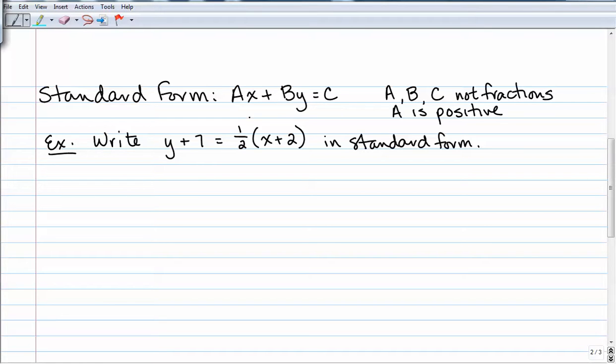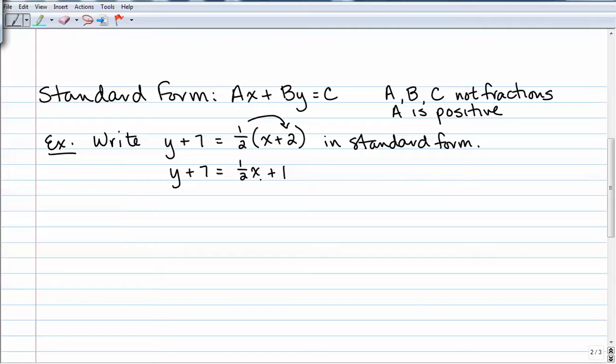First thing I'm going to do is distribute that 1/2. So that gives me y plus 7 equals 1/2 x. And then when I distribute 1/2 times 2, think of pizzas. You have 2 half pizzas. That's 1 whole pizza. So I've gotten rid of my parentheses.